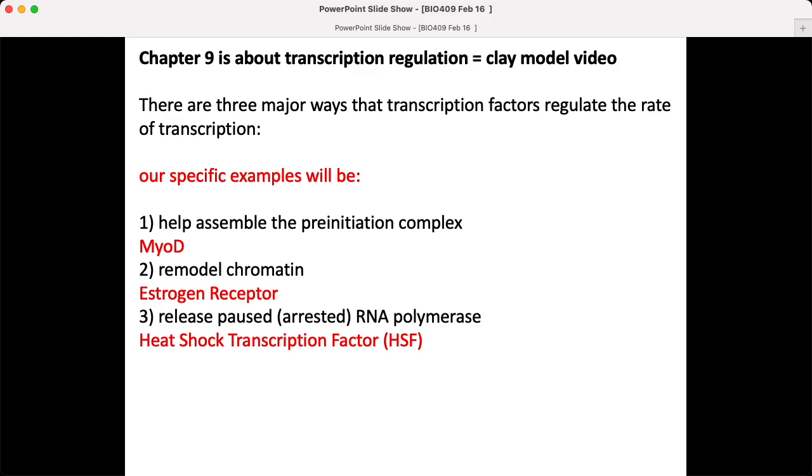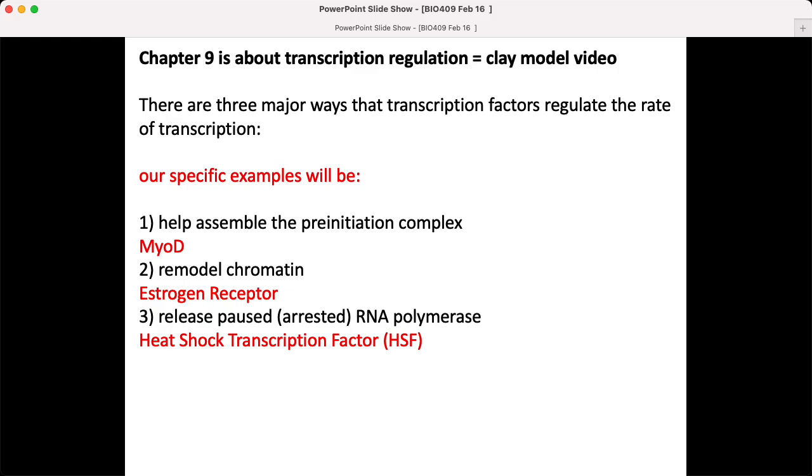Then for remodeling chromatin, the book talks about it a lot, and it talks about a lot of different types of stories. We're going to learn one, and that's what estrogen receptor does. We're going to learn about estrogen receptor because it's a very, very famous transcription factor. Testosterone receptor is the same kind of story. In all vertebrates, so not just us, but all mammals and reptiles and amphibians and fish, those are the sex-determining hormones in the body. So female vertebrates have estrogen, and estrogen receptors play a big role.